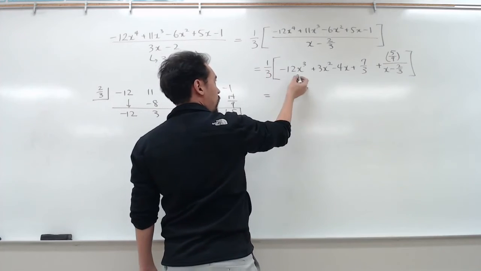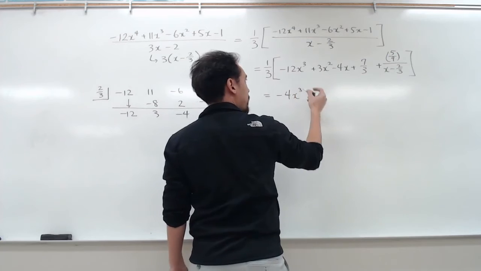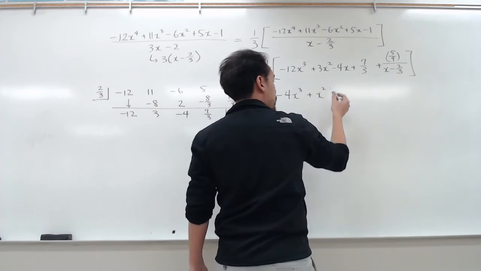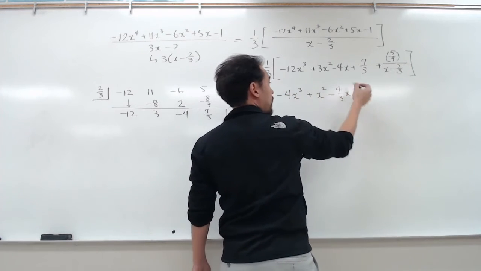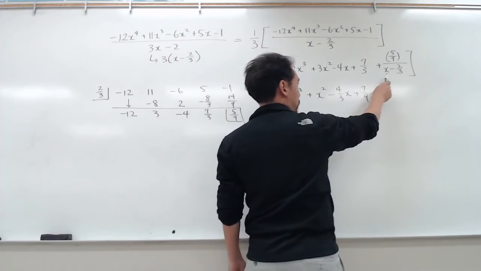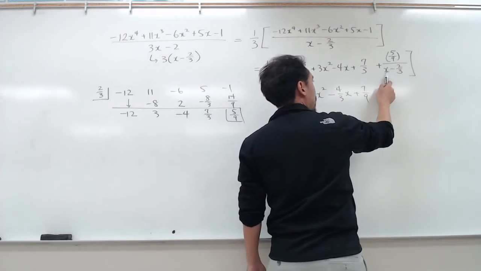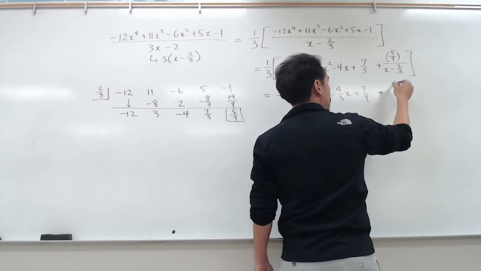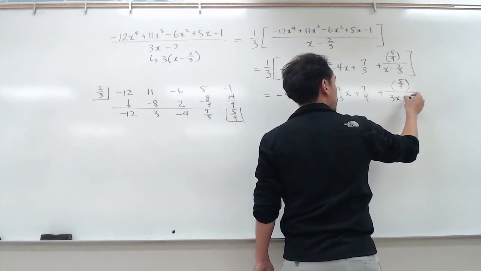So 1/3 times negative 12 is negative 4. 1/3 times 3x squared is x squared. 1/3 times negative 4x gets me negative 4/3 x. 1/3 times 7/3 gets me 7/9. Now, when I approach this last term, what I'm going to do is take this 3 and multiply it to the denominator, and take the 1 and multiply it to the numerator. That gets me 5/9 on the top over 3x minus 2.